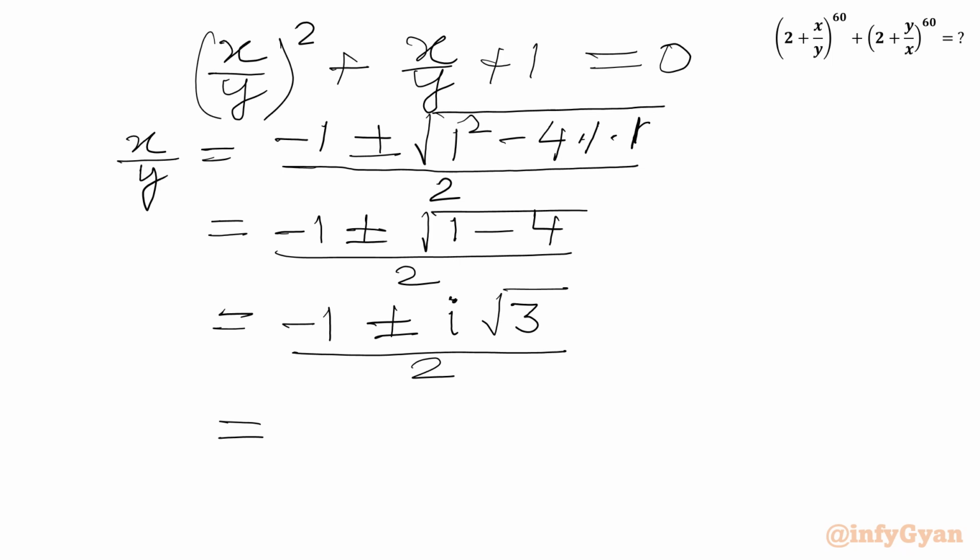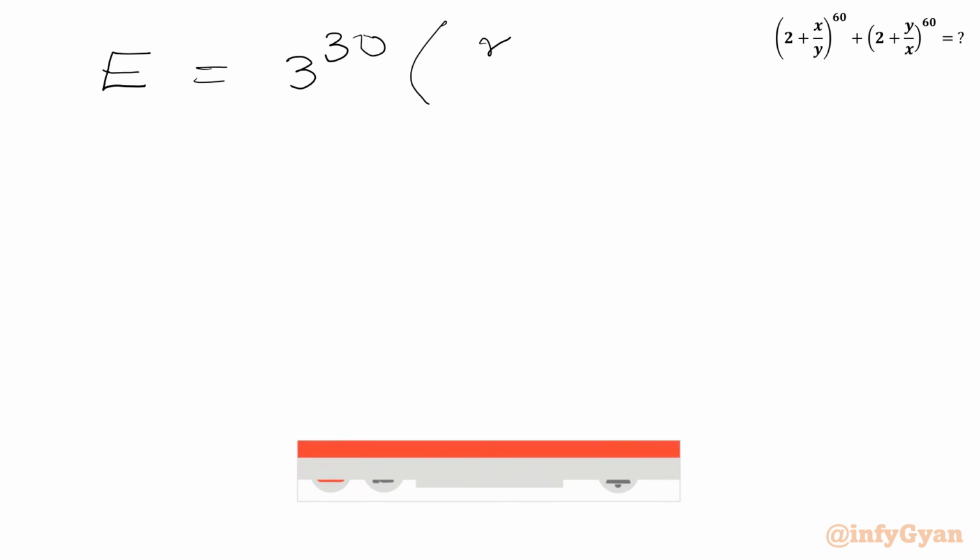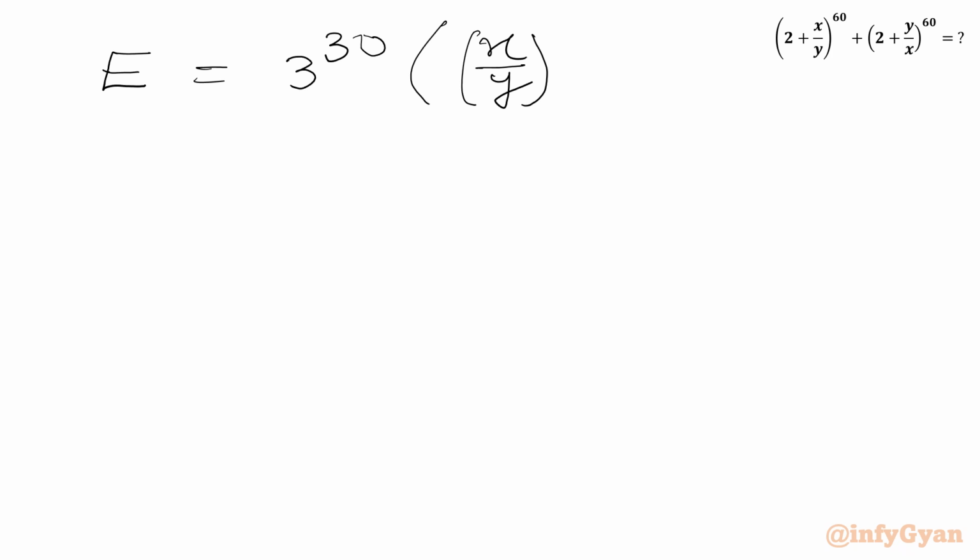So we will be getting two values, (-1 + i√3)/2 and (-1 - i√3)/2. So both roots are solution for cube roots of unity. So I can consider omega and omega square. This is the value of x over y. So I will write here our expression E = 3^30 in the bracket (x/y)^60 plus (y/x)^60.